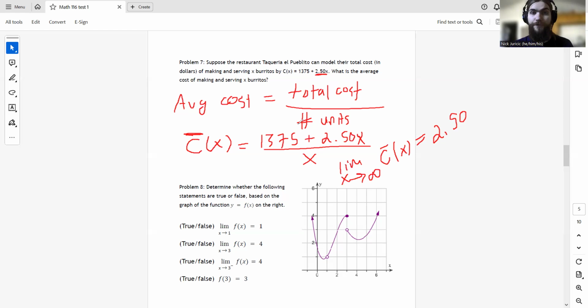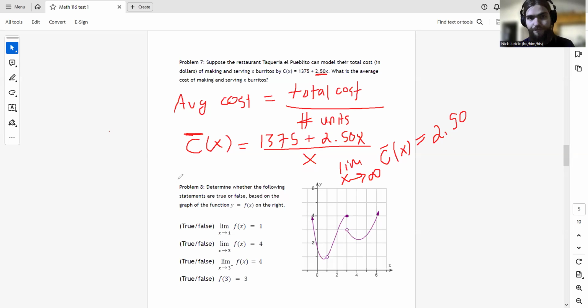If you just put the average cost function, you got full credit. A lot of this is just knowing what the average cost is, how it is calculated, and making it in terms of X. That's all I have to say about this question, other than that it is not based on real world data in this case. I did not ask the Taqueria El Pueblito, but you could go there and it's very good. Highly recommend.